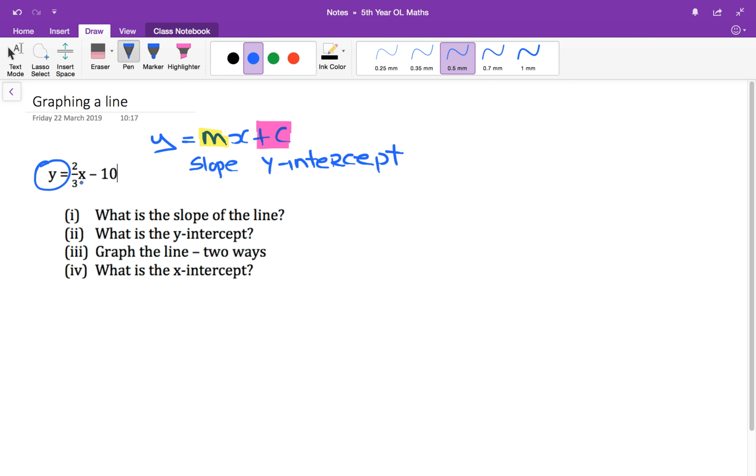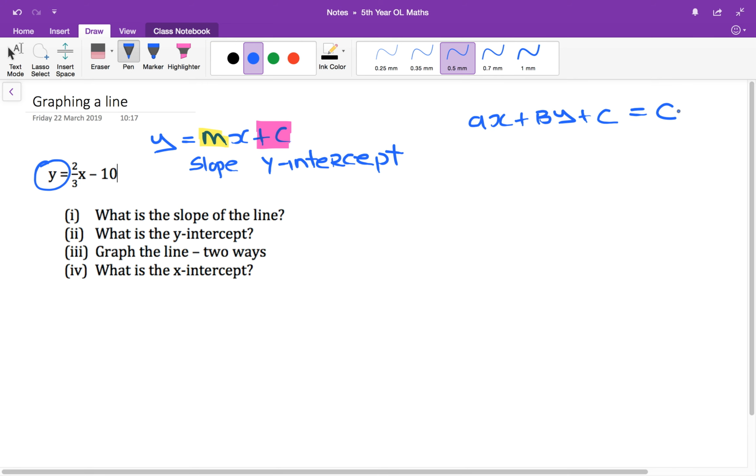It's not always given in that form. Sometimes it's given in the form ax plus by plus c equals 0. So essentially all the bits, the x bit, the y bit and the number bit, are all on the left hand side and you have an equal 0. So this form is not as useful. If a line is ever given in this form, it's much better to switch it into this form because then at least you can see the slope and you can see the y-intercept.